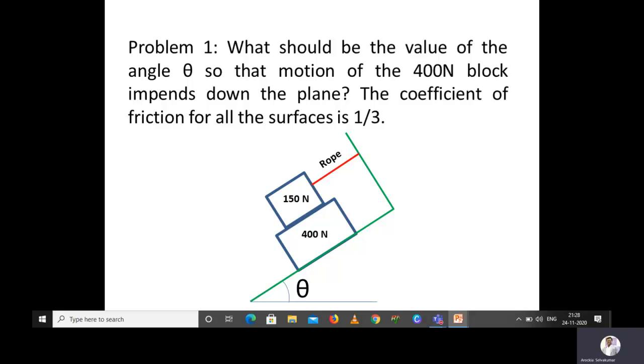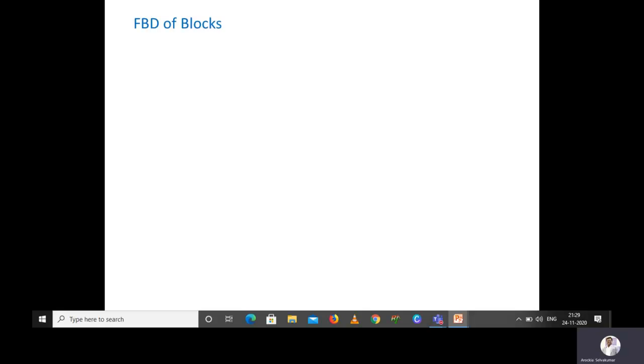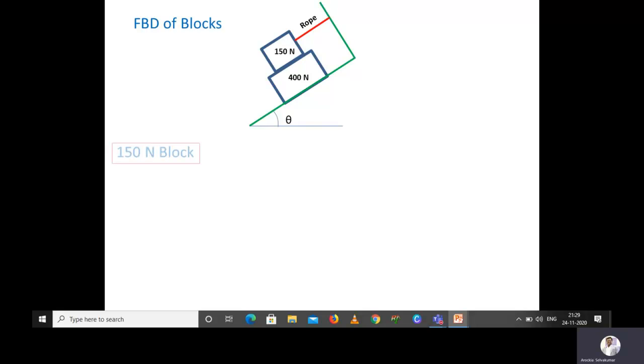So they are asking us to calculate the value of theta. The condition they have given is that it's about to slide or about to move. There is impending motion. So according to that condition, we are going to solve this problem. Like previously, we are going to draw the free body diagram of the blocks. So this is the given problem.